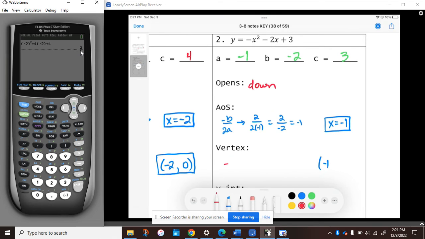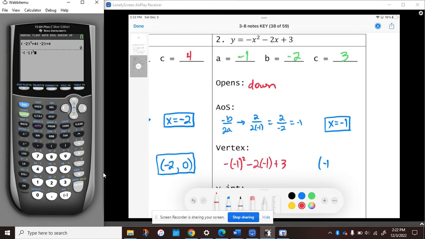-1 squared - 2 times -1 plus 3. If you were trying to do something like this just off the top of your head, it is so easy to mix up your positive and negative signs. Use the calculator and use parentheses to your advantage.